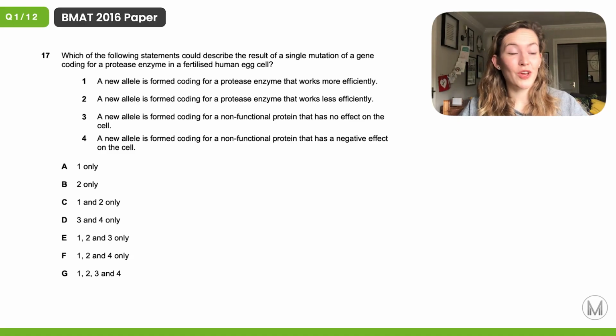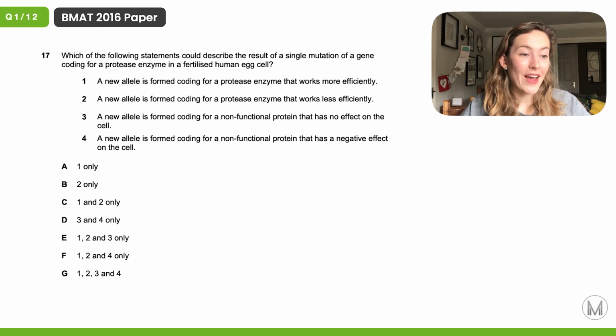So in the first question we're looking at here from the 2016 paper, all 4 of these statements are correct. We're talking about a mutation here. Remember, a mutation changes the base sequence, which in turn can change your amino acid that matches with that base, which in turn will change the primary sequence of a protein and thus how that protein functions. You can get a protein that works more efficiently. You could get a protein that works less efficiently. Absolutely. Okay, it's going to affect that enzyme, but an enzyme is a protein.